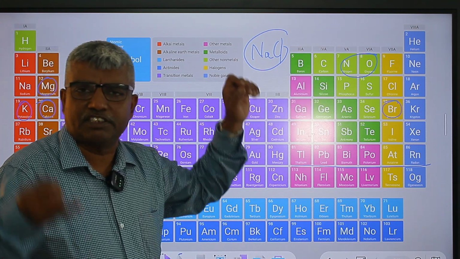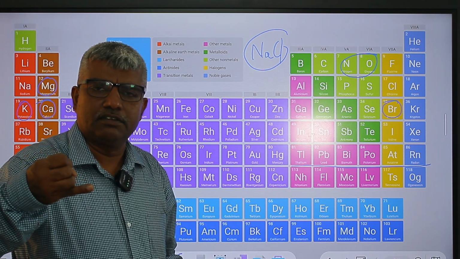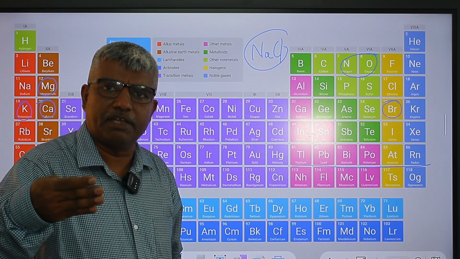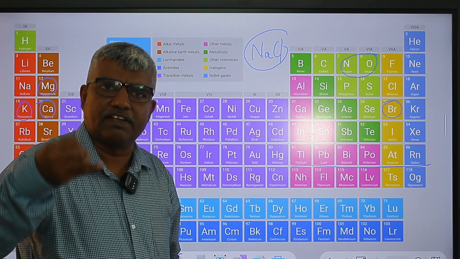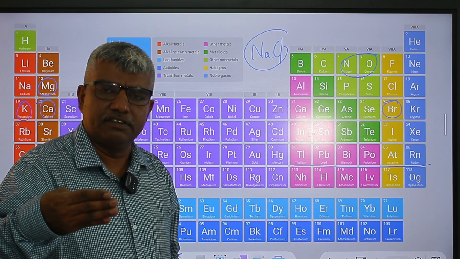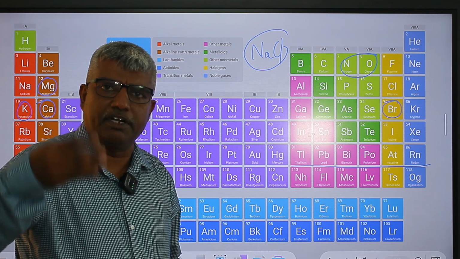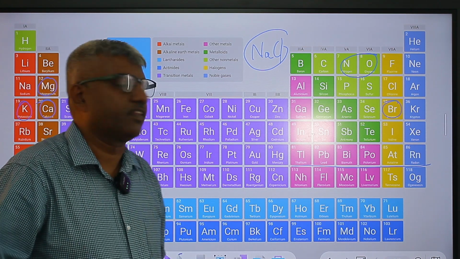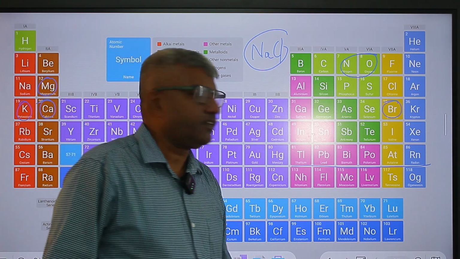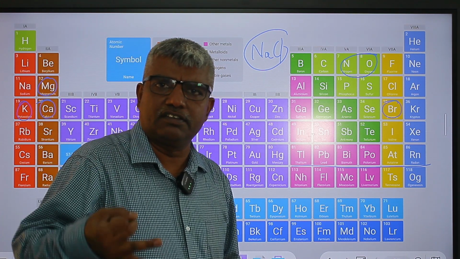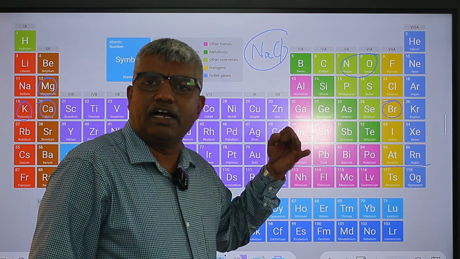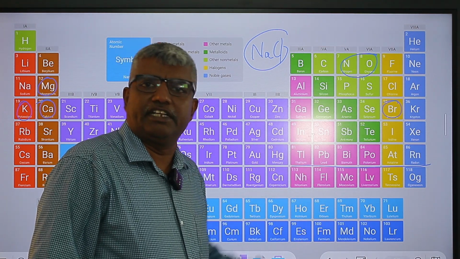First memorize carbon, silicon. Carbon, silicon, germanium memorize. Carbon, silicon, germanium, tin. Carbon, silicon, germanium, tin, lead. Boron, aluminium, gallium, indium, thallium.